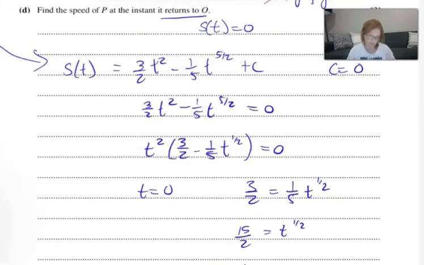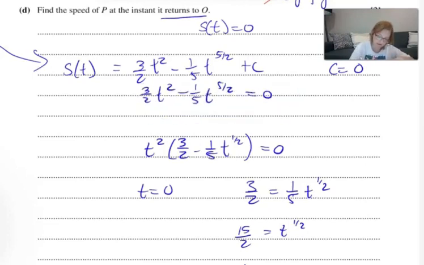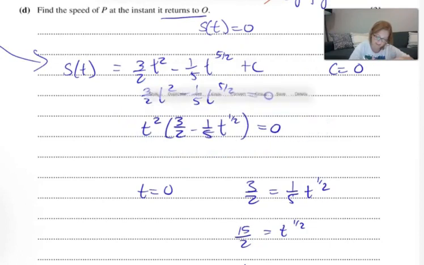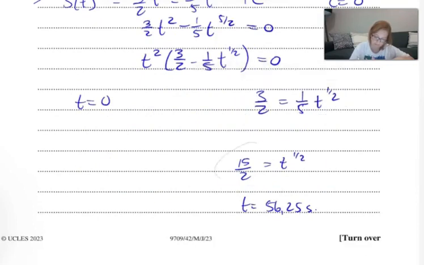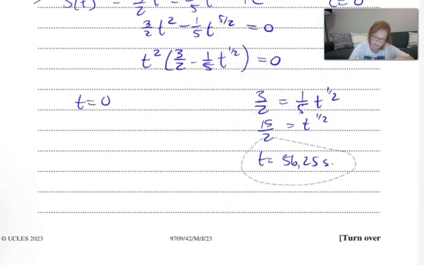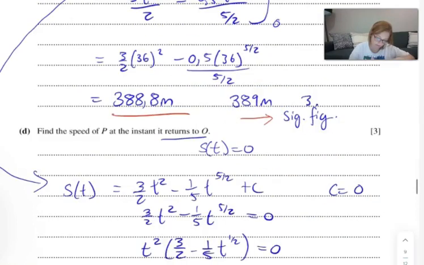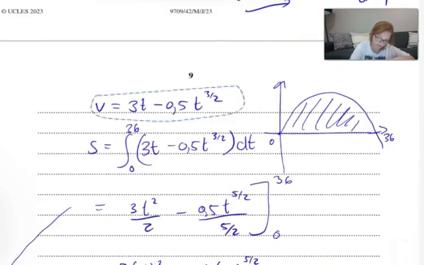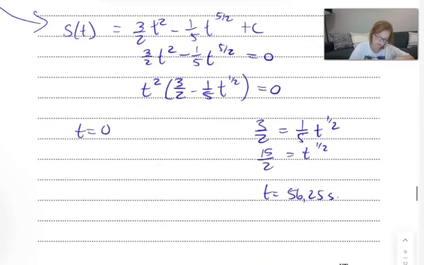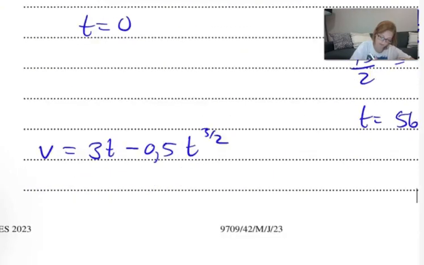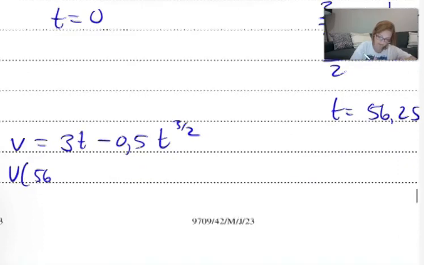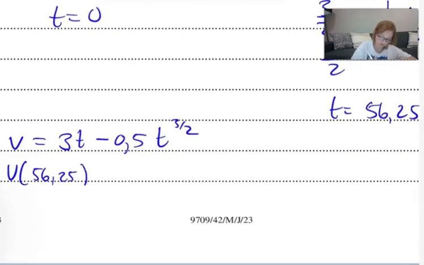Okay, I've taken up a lot of space to do this. Let's see: find the speed of P at the instant it returns to 0. So it returns at that time, and now we want to find the speed. I can go into my velocity formula and plug in my value. So my velocity, once again, is here, and I am going to plug in my time of 56.25.